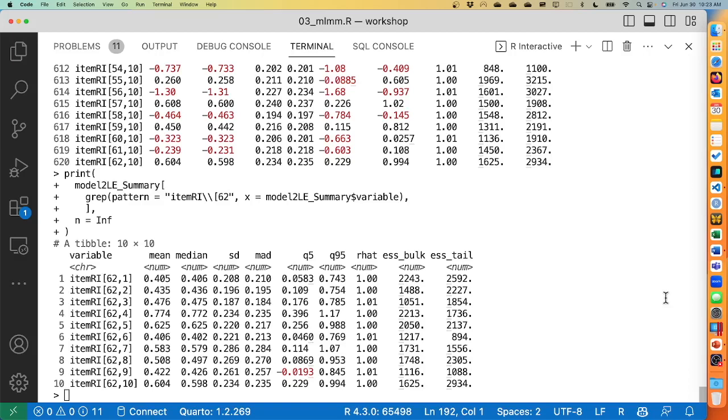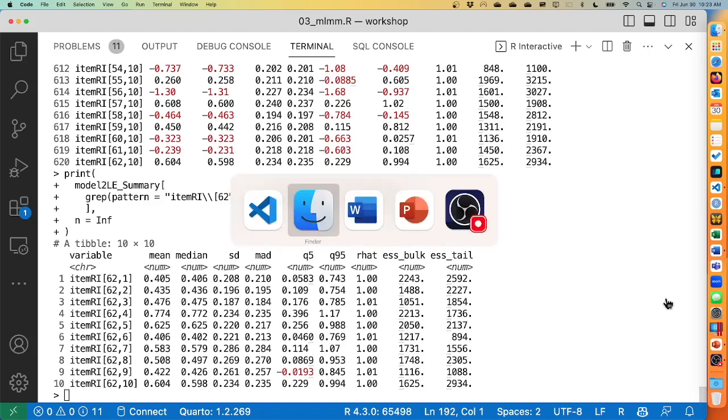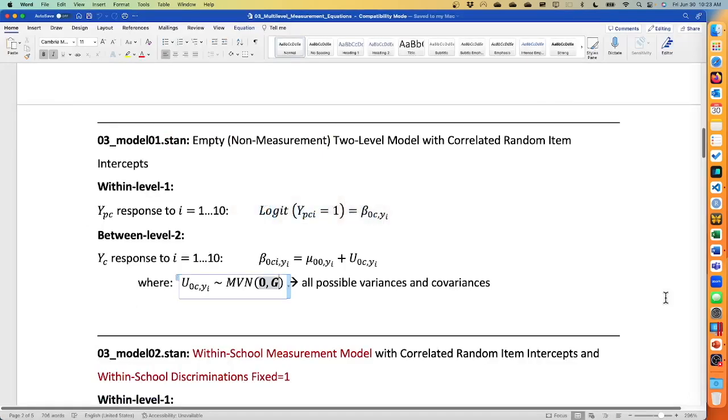So, questions on any of this? Weird? Acceptably weird, I hope? I don't know. But, okay. So that's model 01.